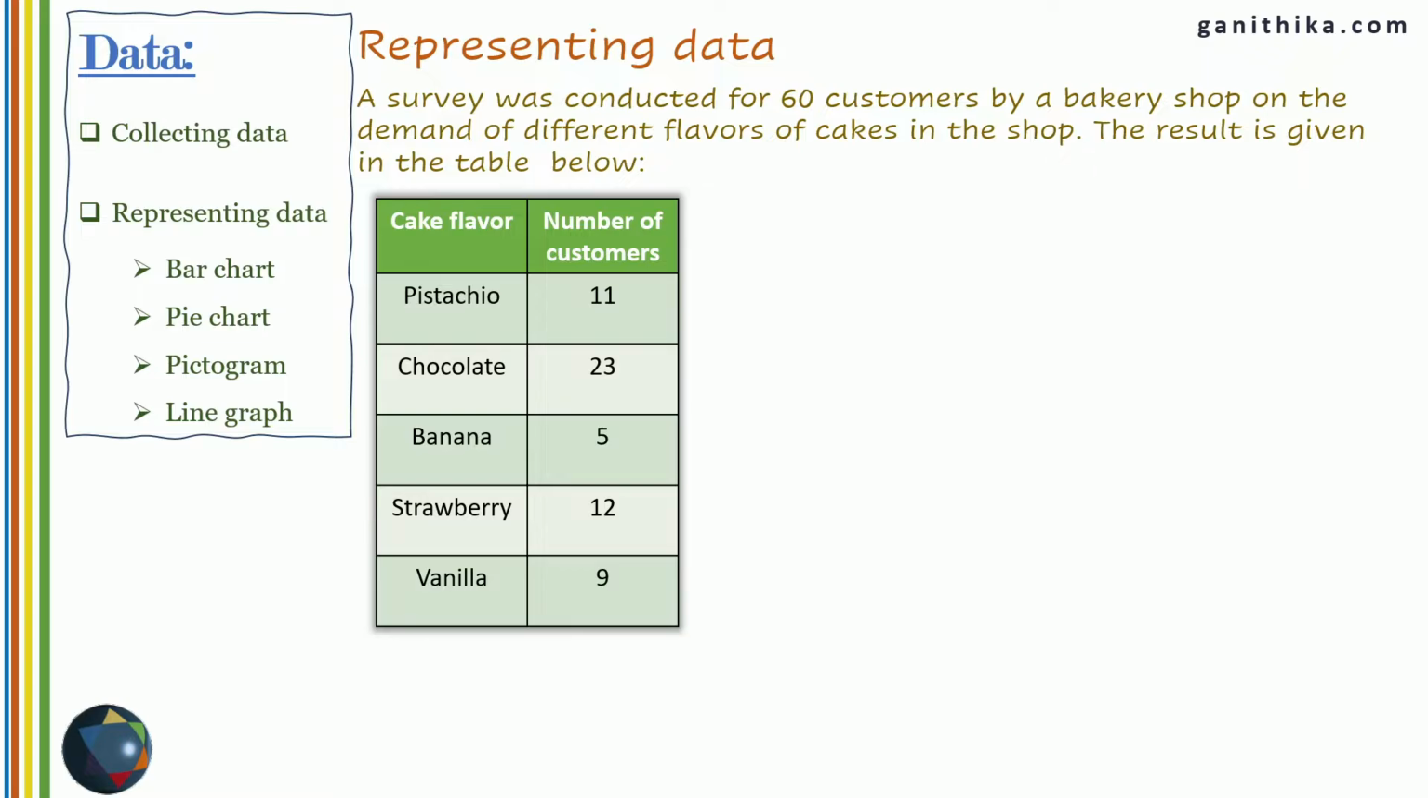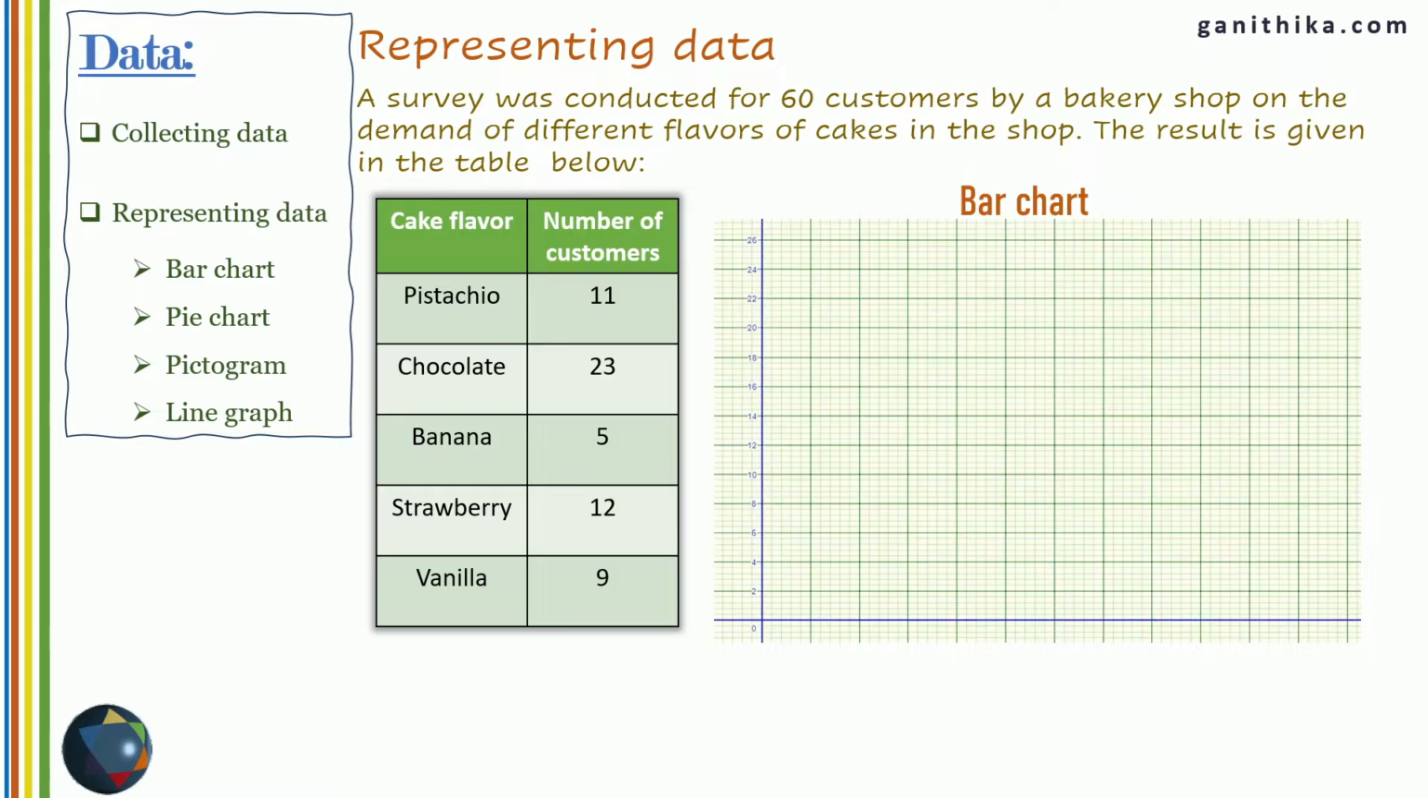Now we need to represent this in a bar chart. So let's first start with a bar chart to represent this particular data set. For a bar chart, you need a graph sheet like this. On the graph sheet, the y-axis will be the numbers that you collect from the data. So in this case, the minimum number is 9, the maximum is 23. Accordingly, you will make the scale here. I have made it as 1 centimeter equal to 2 units. So my y-axis contains 2, 4, 6, 8, 10, etc. all the way to 26 to accommodate 9 to 23 in the set.